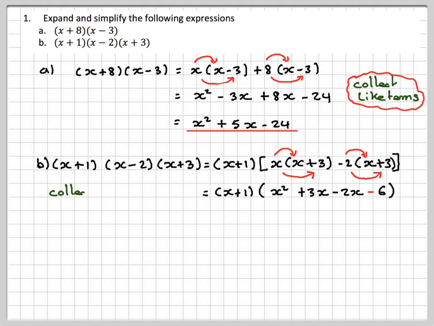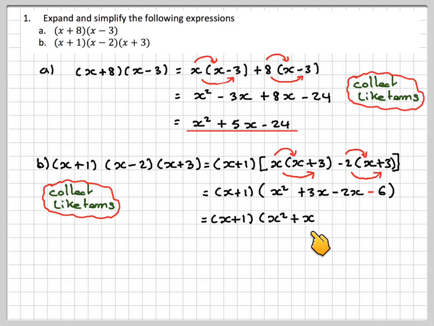Collect together the like terms. These two here are going to give me 1. So we've got x plus 1, x squared, plus 1x, which we just write as x, minus 6. And then we do the x times this bracket, which is x times x squared plus x minus 6, plus 1 times this bracket, plus 1 times x squared plus x minus 6.